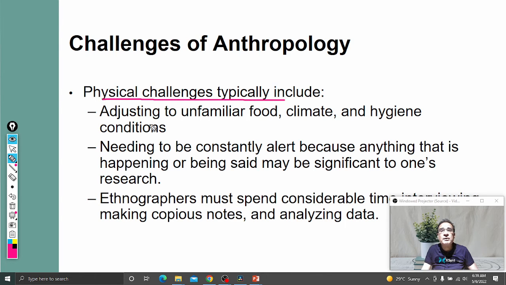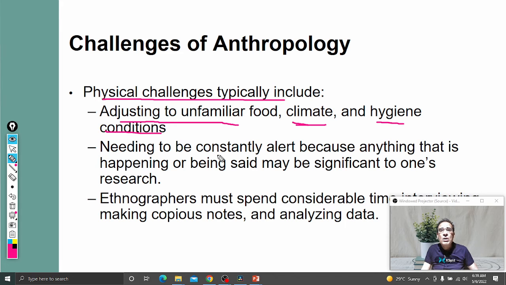Physical challenges typically include adjusting to unfamiliar food, climate, hygiene, and conditions. Let's say most Muslims eat halal food, and if they would like to live in Western culture, they could not find such kind of food. So that is a physical challenge. Sometimes if a person would like to conduct research in Russia or Siberia, the problem is the hygienic condition. Some people live neat and clean and other people do not. So that is a cultural difference.